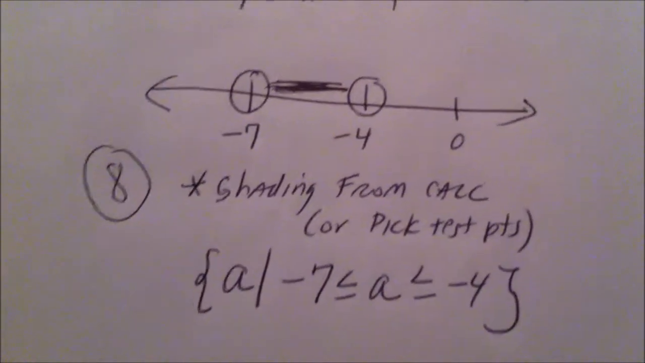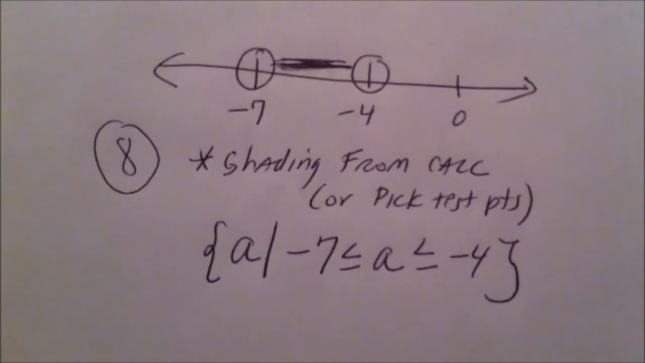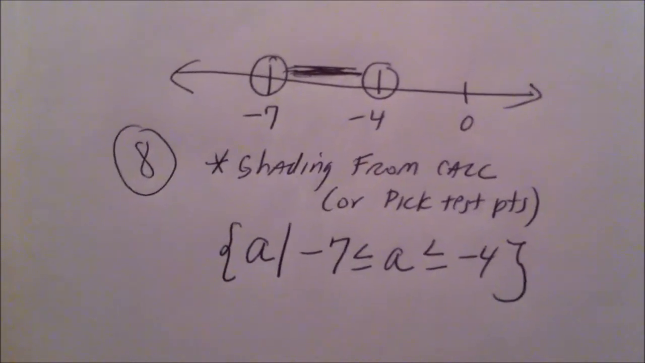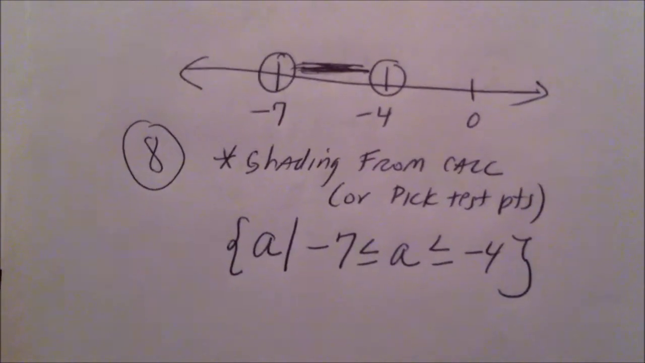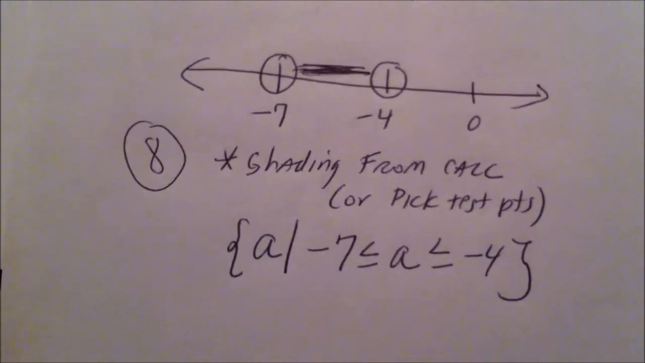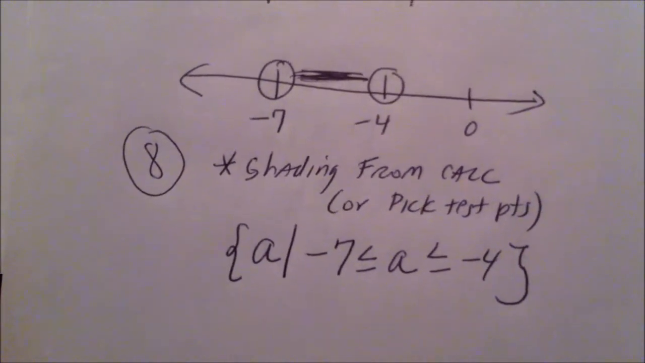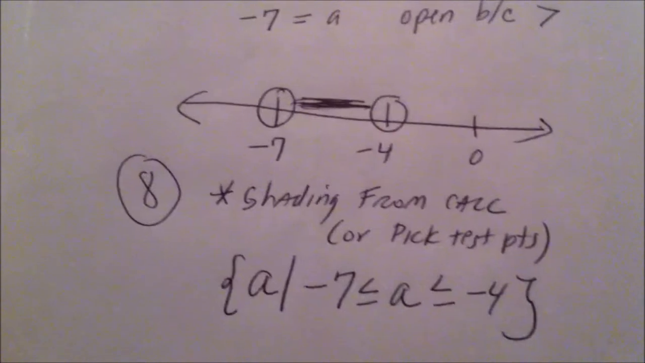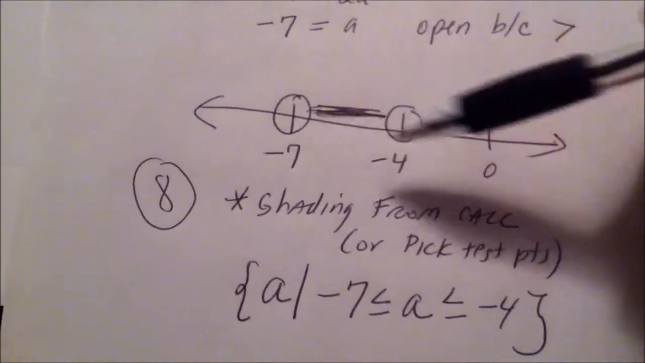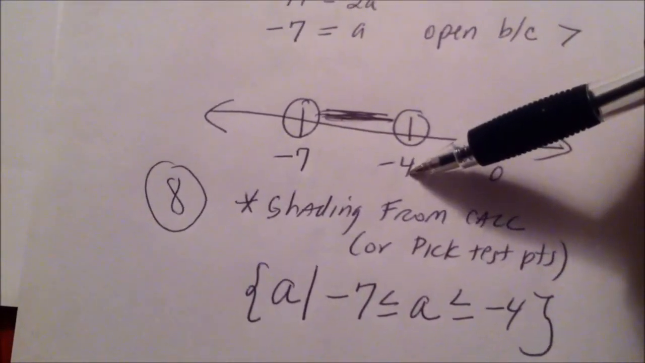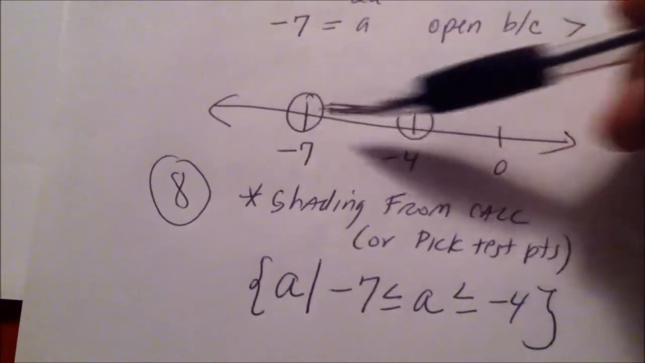Number 8 on topic 1 was one of those, it's not a really high percentage question, but it hasn't been asked in quite some time, and you are responsible for it. It is a rational inequality. And the answer here on the number line is everything from -7 to -4, inclusively, but it's open here.